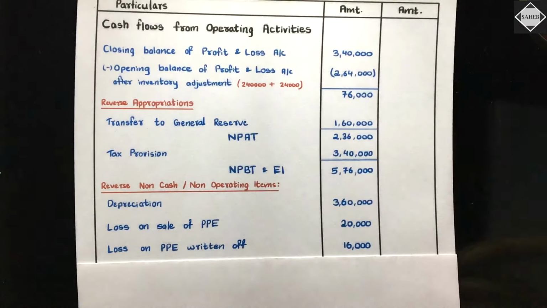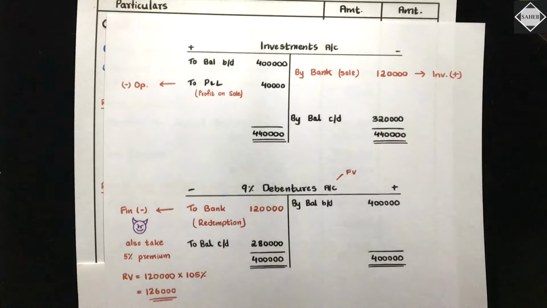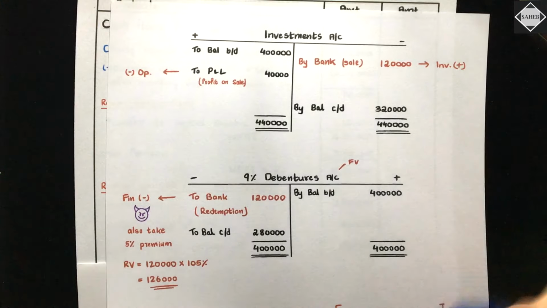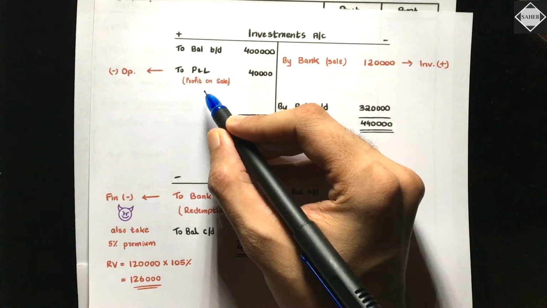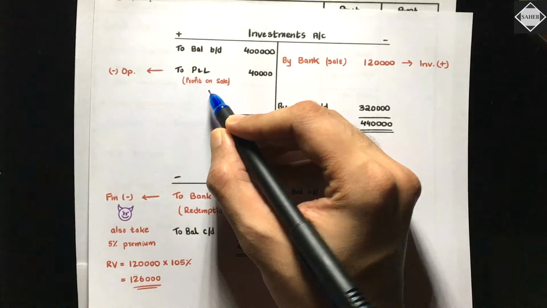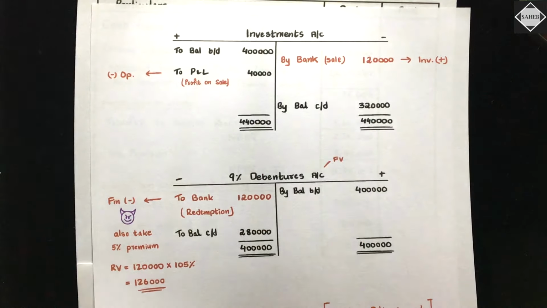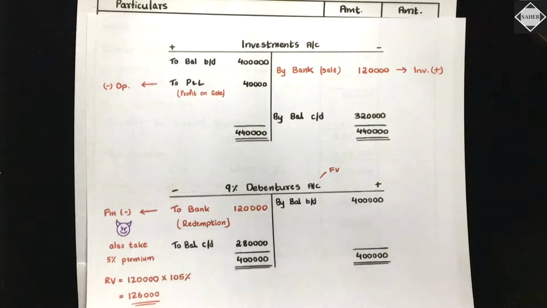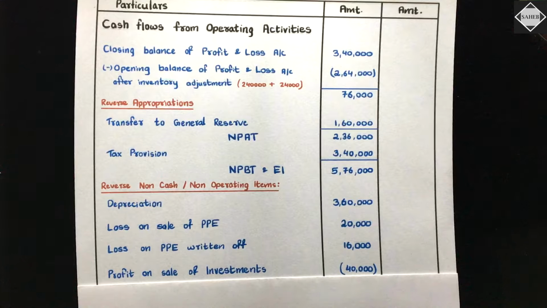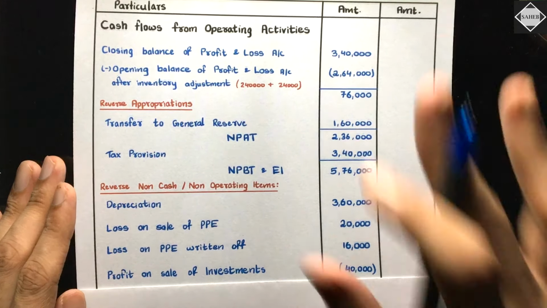Regarding non-operating, then let's check in investments account. You have to go sequentially in the working notes and find out whether there is any non-cash or non-operating item. In investment account, yes, we have profit on sale. Profit on sale is what? Non-operating income which is credited to P&L, which has been added to P&L. Now to reverse, you will subtract in operating activity 40,000. See here, profit on sale of investment, minus 40,000. Is that clear? Simple and straightforward.